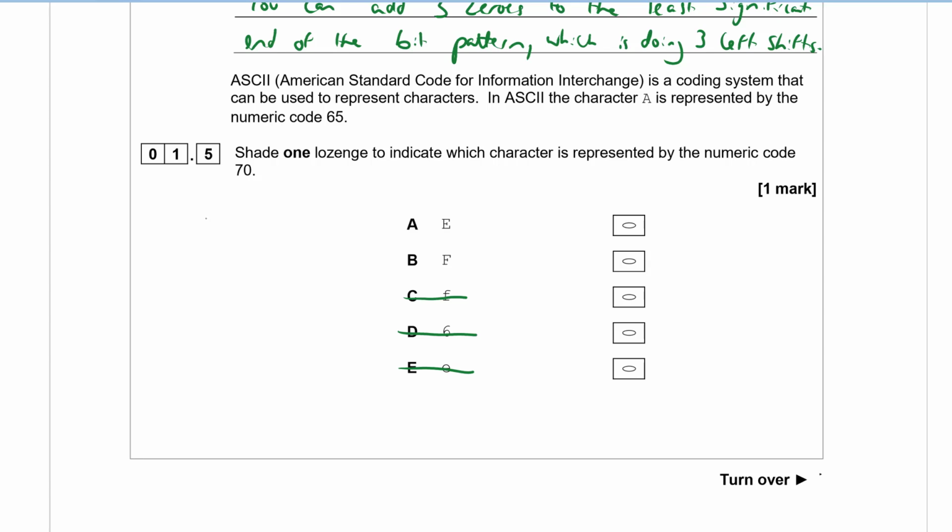Well, let's write down the alphabet. So we've got A, B, C, D, E, F, and that's the letters given to us. So if A was 65, B is 66, 67, 68, 69, and 70. So therefore, the answer is F. So this isn't guesswork. You can just use the pattern of the alphabet or the numbers to find the real character corresponding to a particular code.